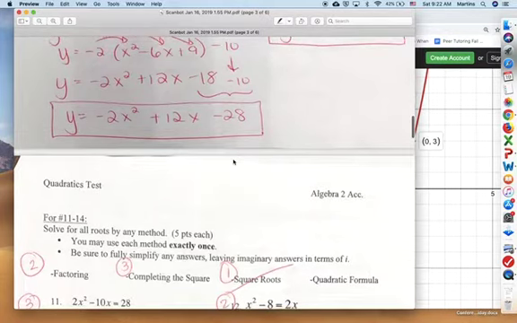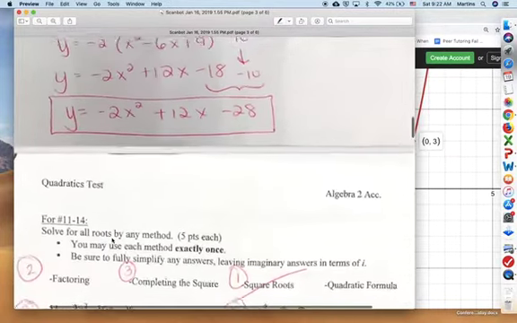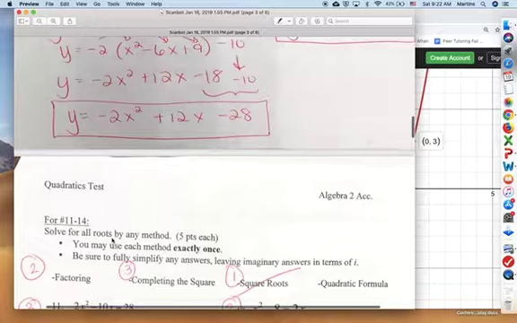Continuing on, for 11 through 14, it says solve for all roots by any method. Again, roots, solutions, intercepts, they all mean the same thing. So I've tried purposefully to use different vocabulary and make sure you're comfortable with all of them. But just make sure that you know whenever you see any of those words, they're synonymous. It says you may use each method exactly once. That means that you probably want to figure out which ones are more specific, which strategies only work for certain kinds of problems, and get those out of the way first.